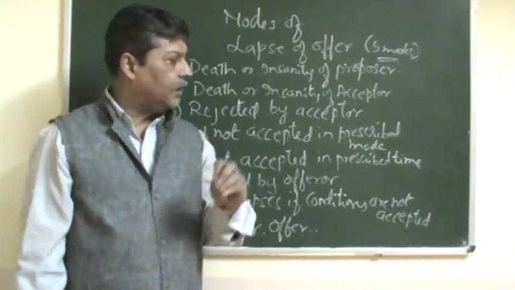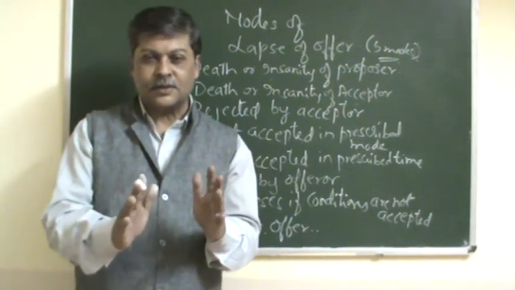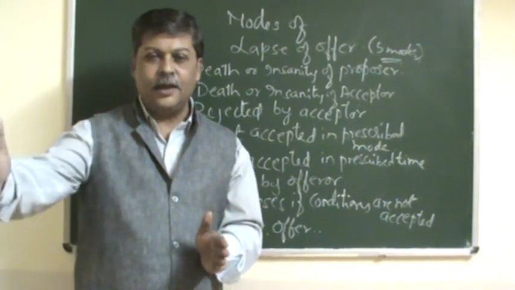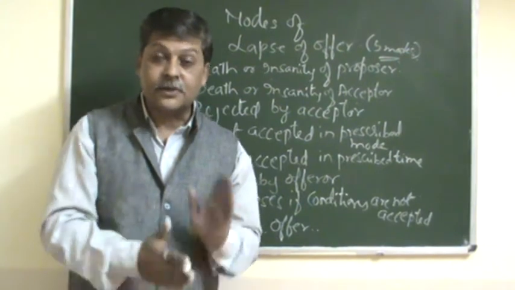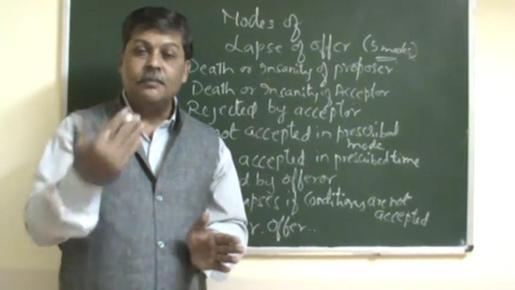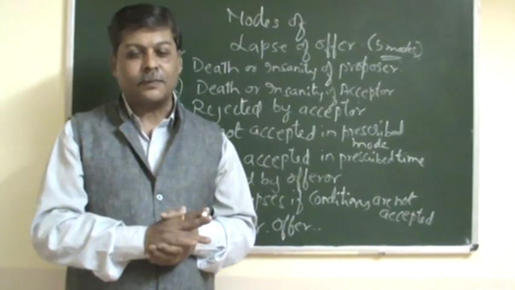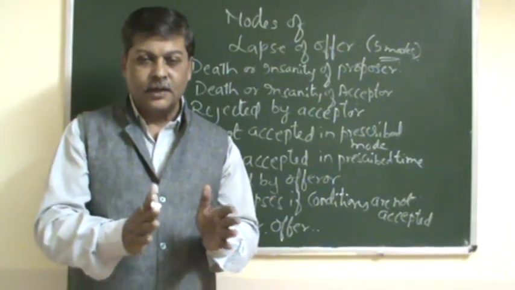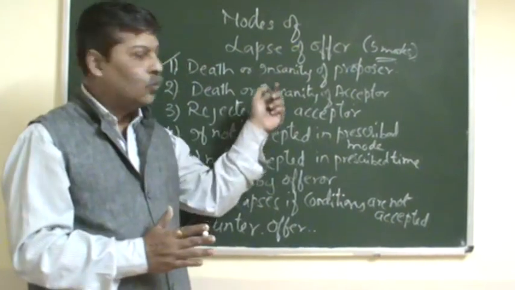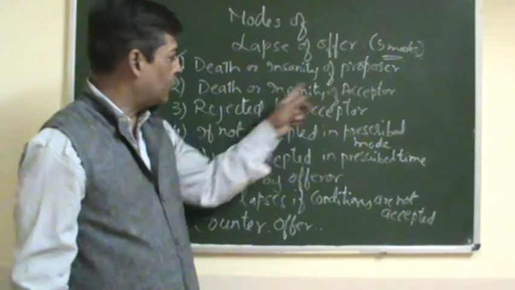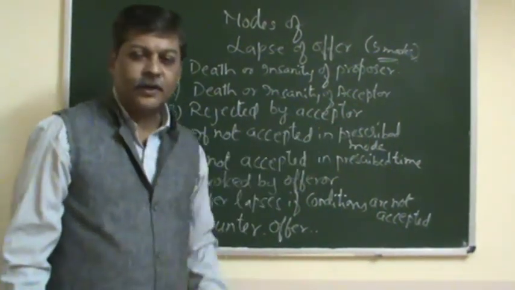So in both circumstances: if a proposer has died and the acceptor has the knowledge, the offer lapses. In the same way, if the proposer has the knowledge of the death of the acceptor, the offer lapses. These are the first two circumstances: death or insanity of the proposer, and death or insanity of the acceptor.